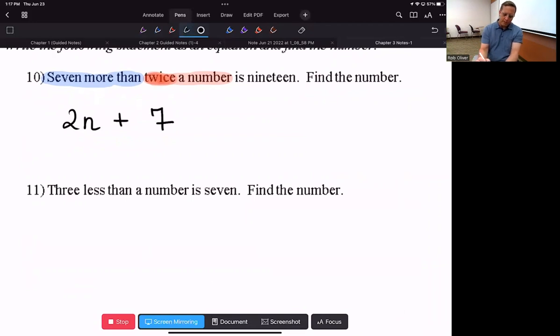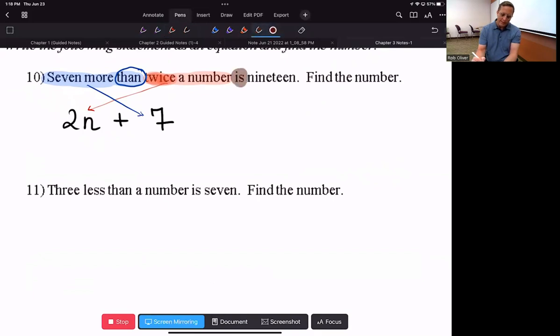So that's what happened there. Okay, so twice a number went right there, and then 7 more than went right there. Notice how they were in exactly the same order they were written in. And the reason for that is because of that word then. That is tricky, I know, but you've just got to get used to it and practice it so that you're used to it.